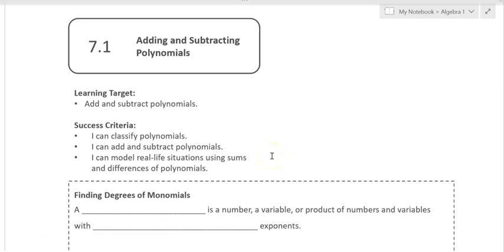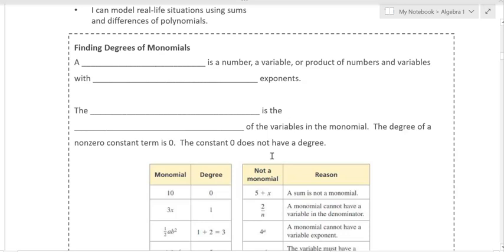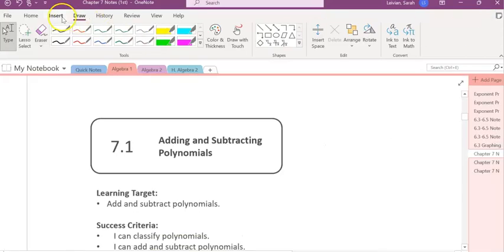These are the Algebra 1 7.1 notes. So we're going to learn a lot about the basics of polynomials today. So a little bit of vocabulary and some fairly easy math concepts. So we're going to start with the first thing, that is a monomial.